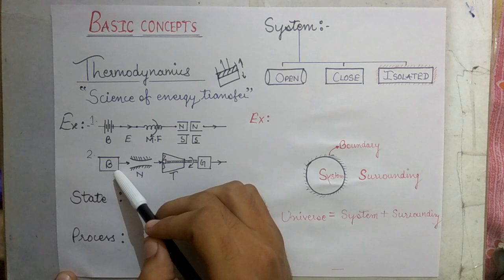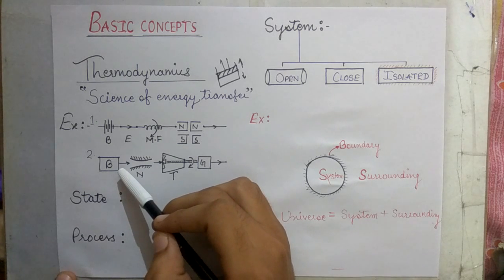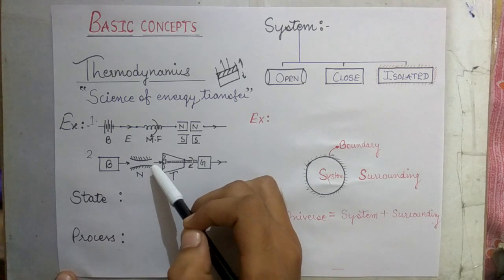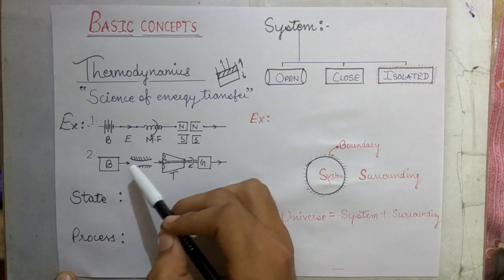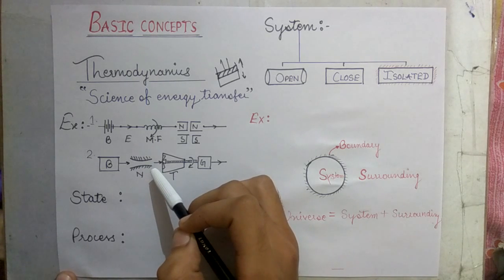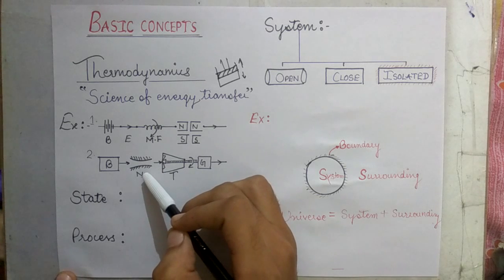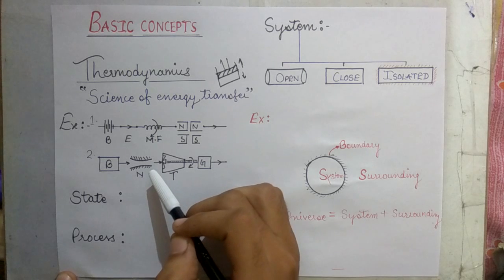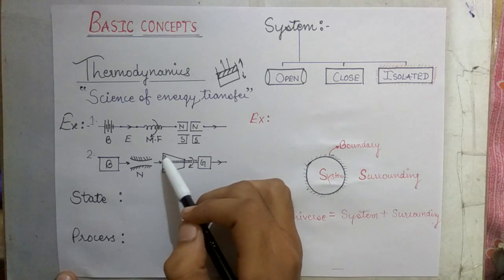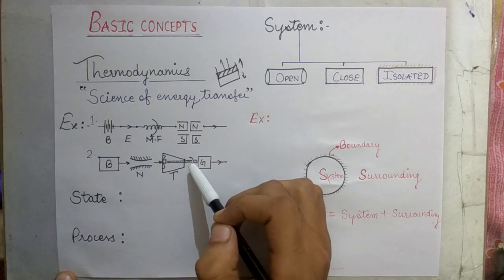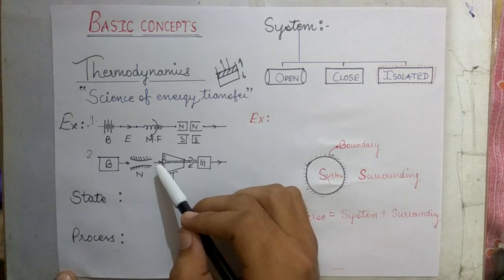Suppose I have a boiler which gives high pressure steam, superheated steam, and if it passes through a nozzle, we get kinetic energy. So what the nozzle does is convert the heat energy into kinetic energy. And if that steam hits the blades of a turbine, it will rotate and we will get mechanical work, mechanical energy from kinetic or pressure energy.